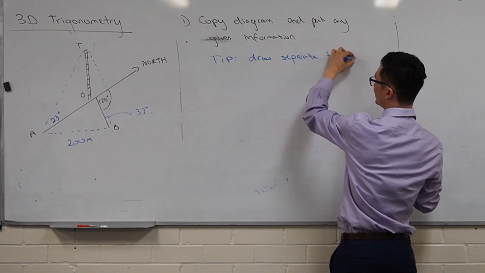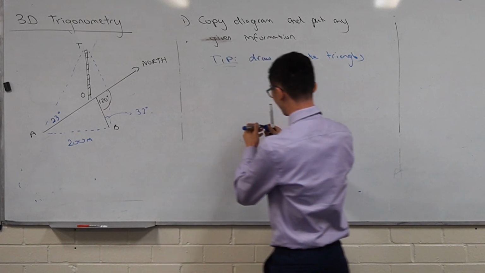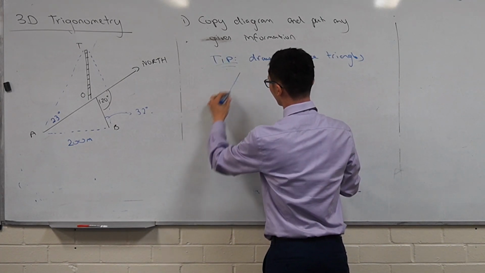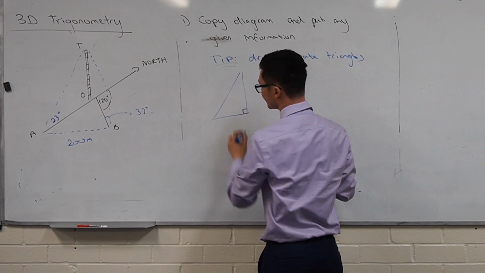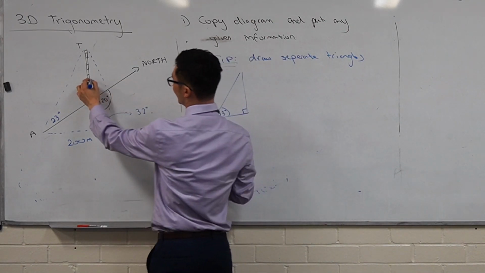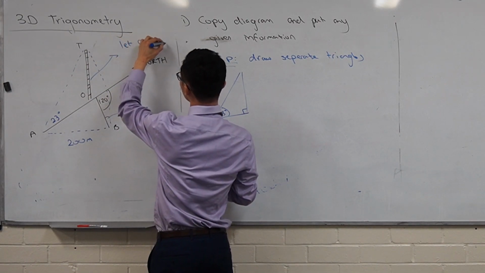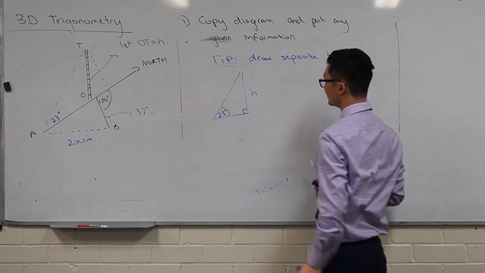So what do I mean by that? Well, when I'm looking at drawing separate triangles, I can see there's a triangle here with AT. We can draw that one there. Notice that that's a right angle. That's 23 degrees. I don't know what this height is. You might let OT equal H. That's the height, so we've got H there.